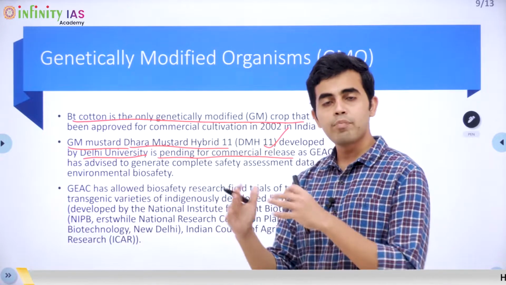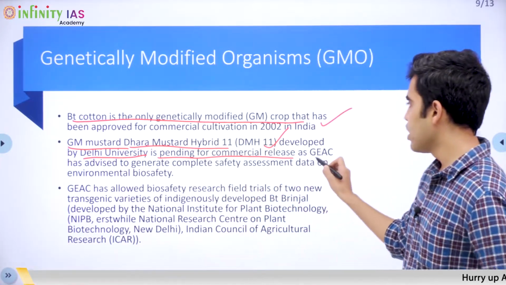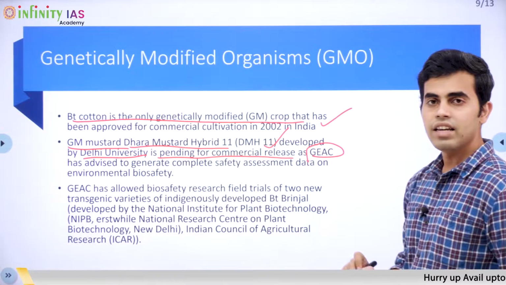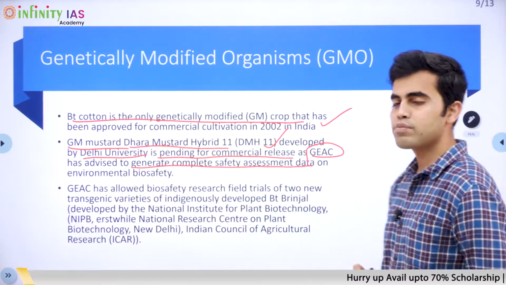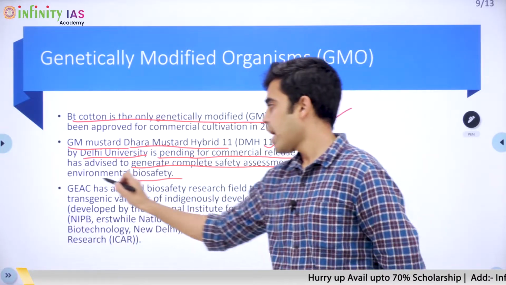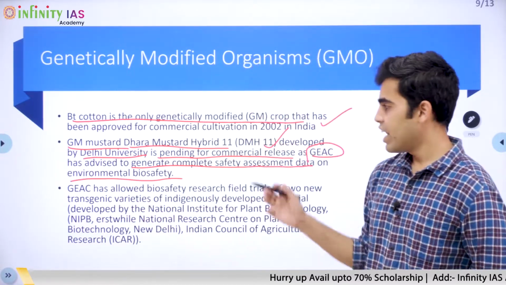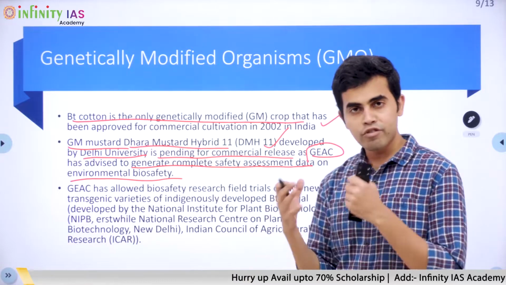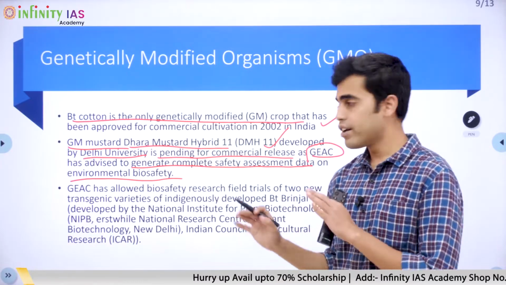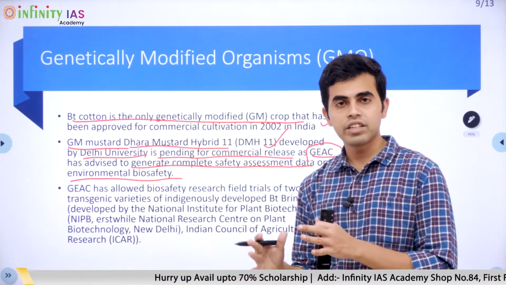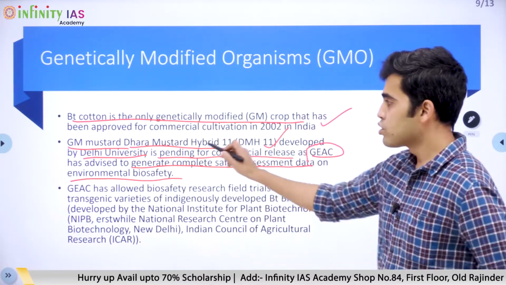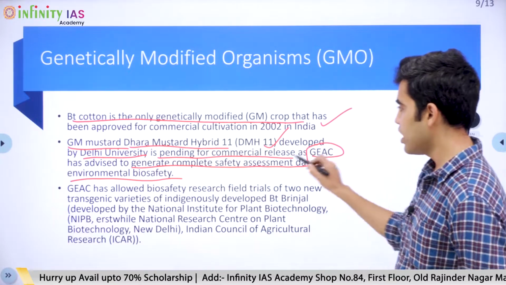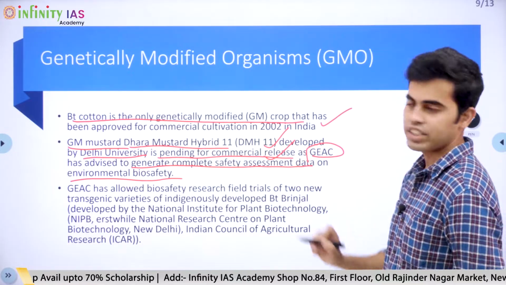It has not been approved for commercial cultivation because GEAC has advised to generate complete safety assessment data on environmental biosafety. Like we have discussed, we still have to get more data so that we can make sure GM mustard is safe for ecology as well as human health. So GM mustard is not there for commercial cultivation yet.